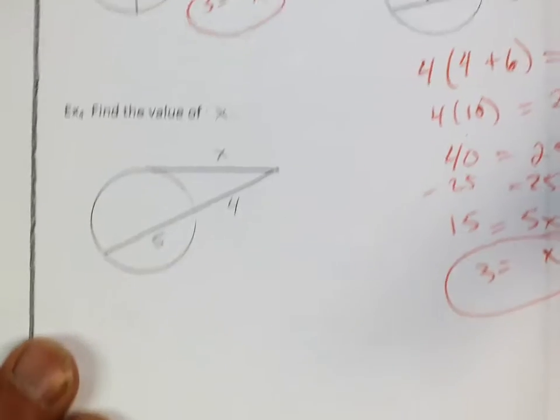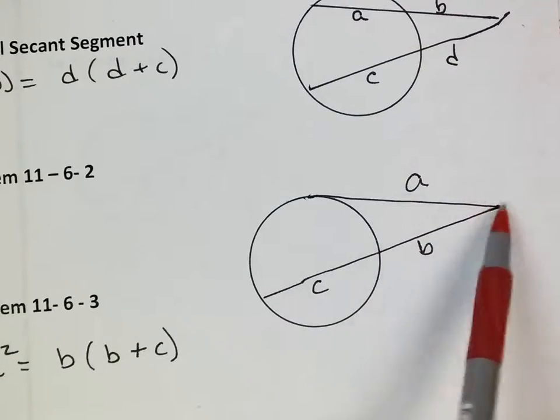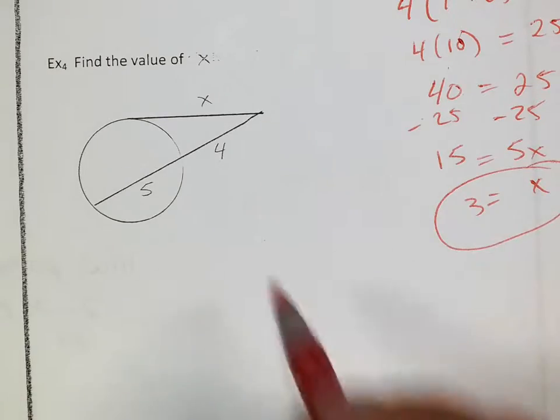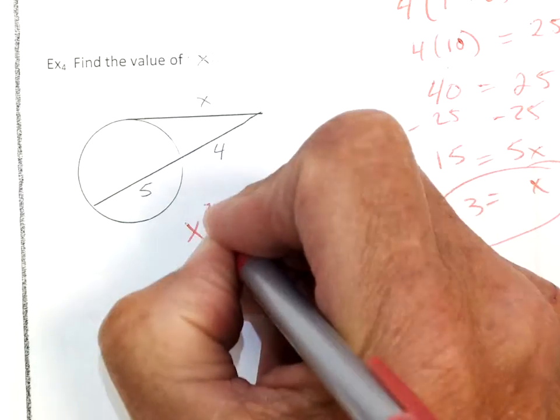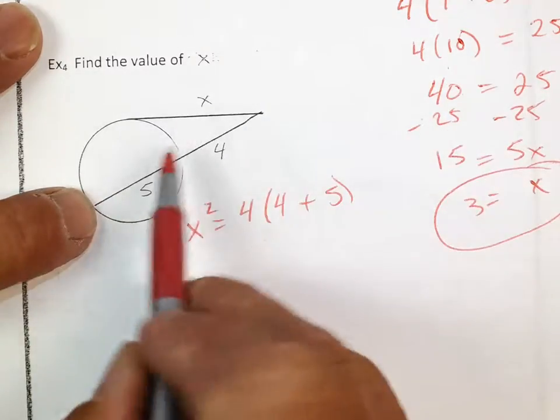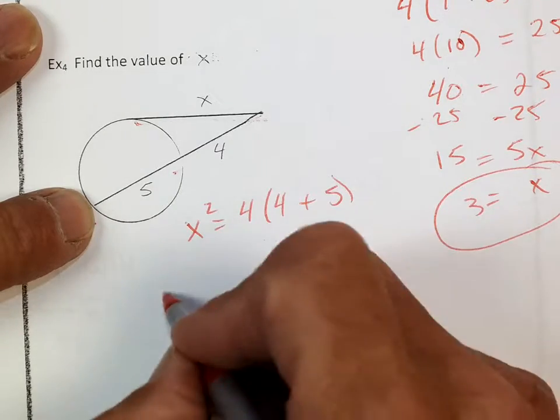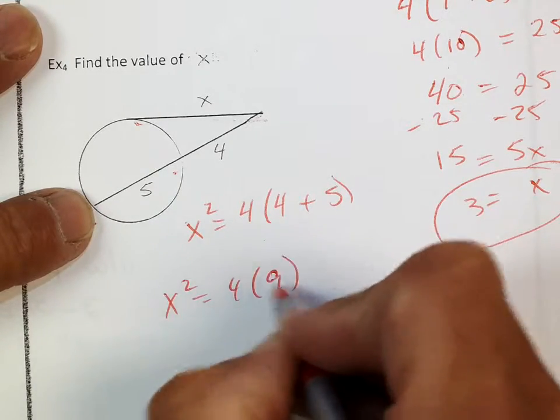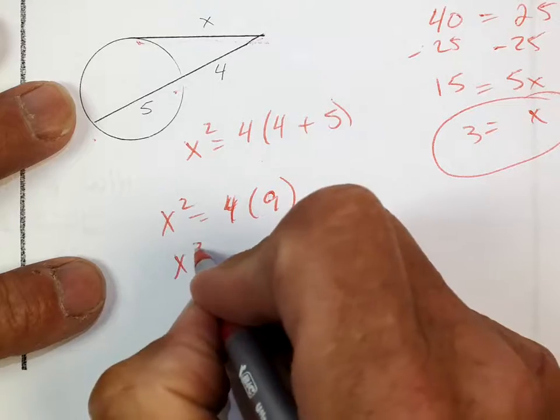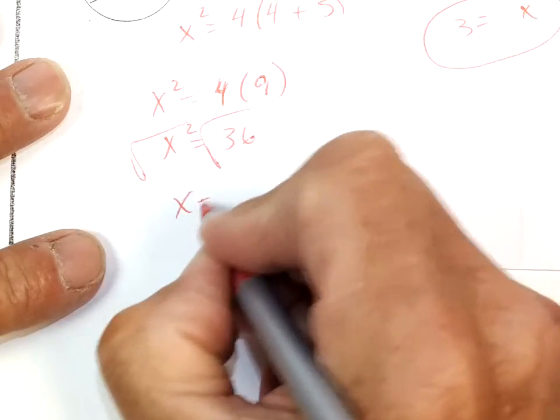So example 4, it's this one. It's like this squared because it's the piece times itself, and it equals the piece on the outside times the entire thing. So x squared is equal to 4 times 4 plus 5. It's x times x equals 4 times the entire thing. So x squared is equal to 4 times 9, just added 4 and 5. 4 times 9 is 36, so x is equal to 6.